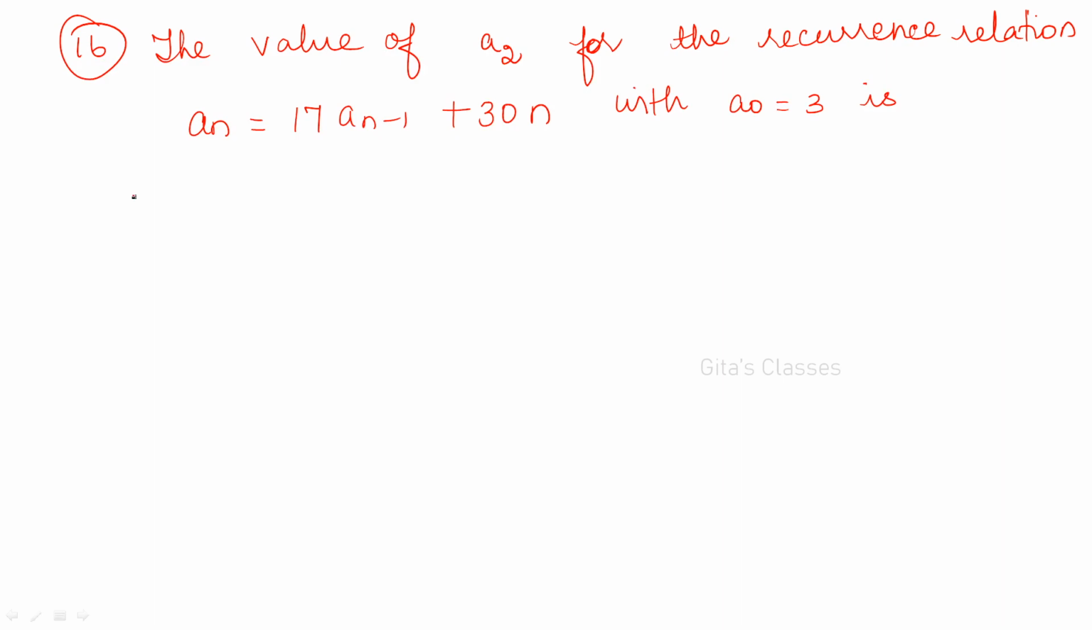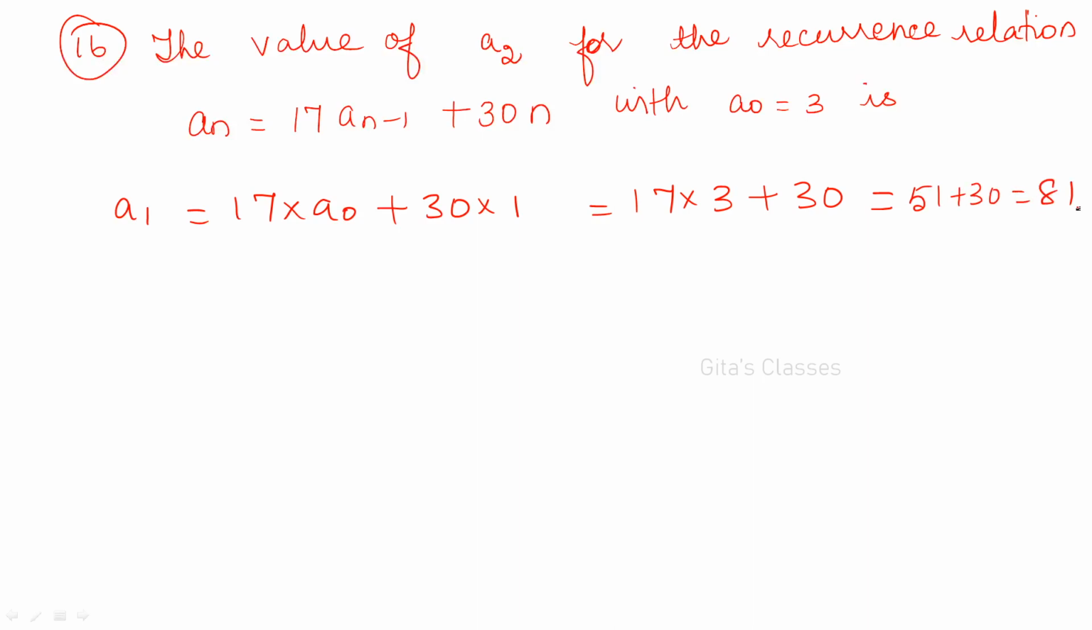What is given? A0 is given. Just substitute. So A1 is equal to 17 into A0 plus 30 into N, whatever is here you have to write. Here A1, so 30 into 1. That is equal to 17 into A0, which is 3, plus 30. That is 51 plus 30, which is equal to 81. Okay. So A2 is equal to 17 A1 plus 30 into n. Here n is 2.